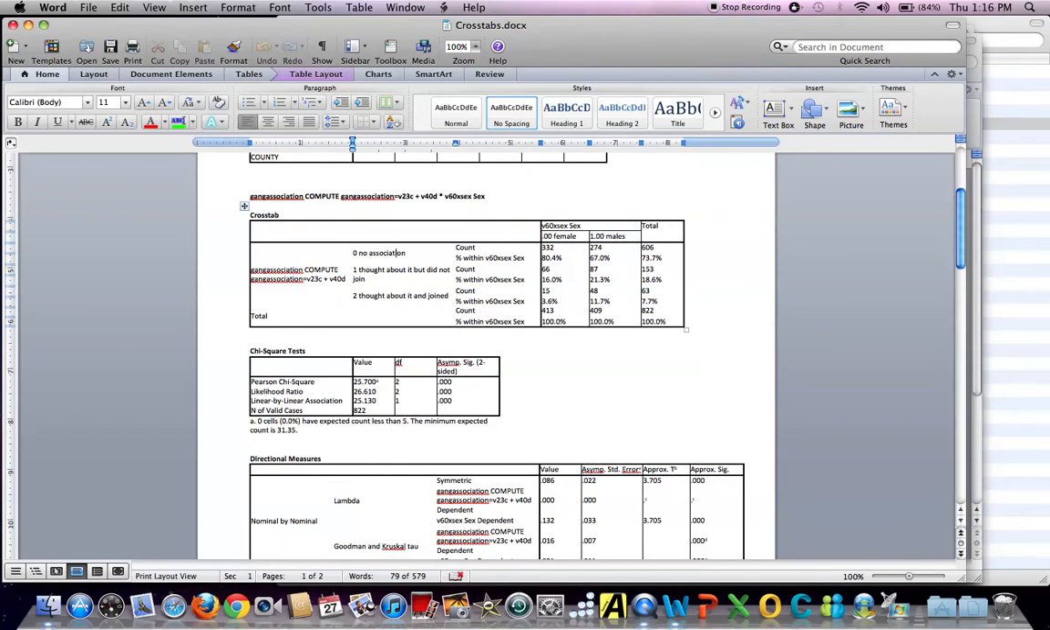This contingency table, how do you read this? So the values of this variable are contingent upon the values of this variable. All right, and so this variable here is gang association, and then this variable over here is gender or sex.